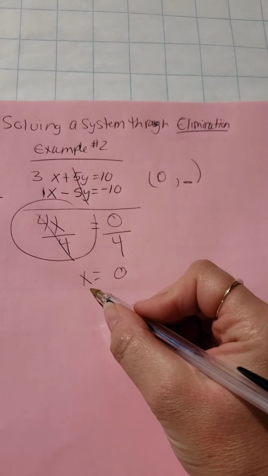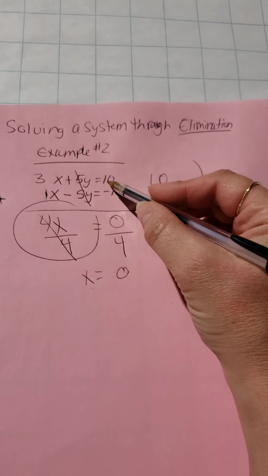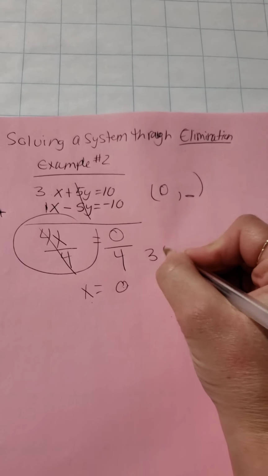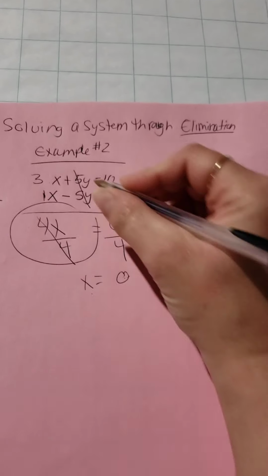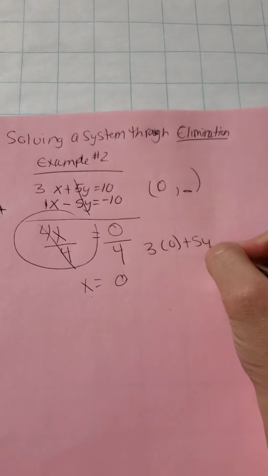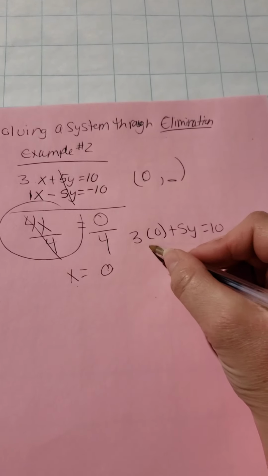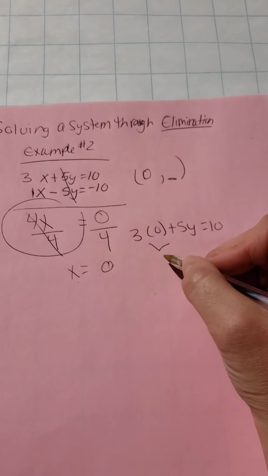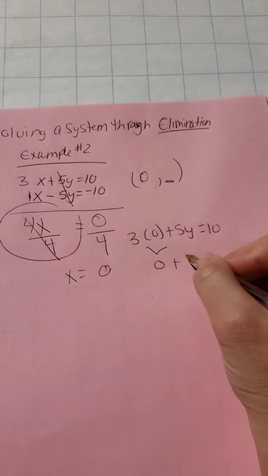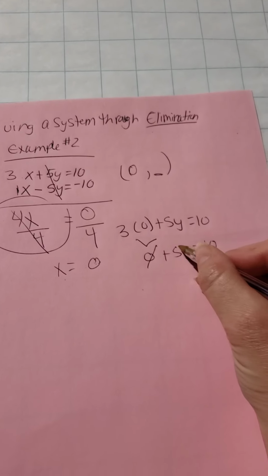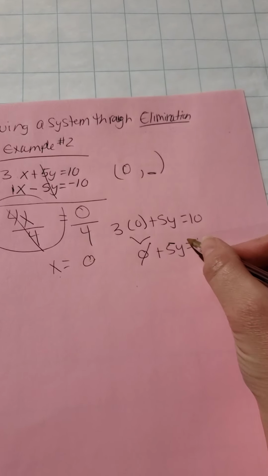So how do you find that? You're going to replace your x in the first equation here with 0. So instead of 3 times x, we're going to write 3 times 0 and then plus 5y equals 10. And then we're just going to solve. Of course, we need to multiply first. See these parentheses, 3 times 0 is 0. Bring this down. Now 0 is nothing, so I'm just going to cancel it out. It's like not even there. I don't need it right this moment.